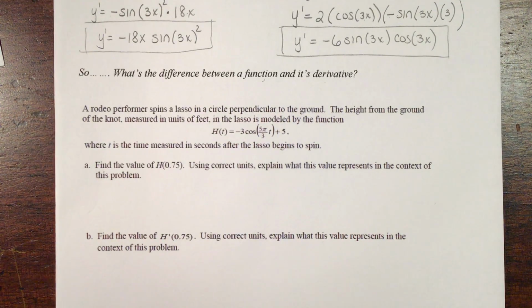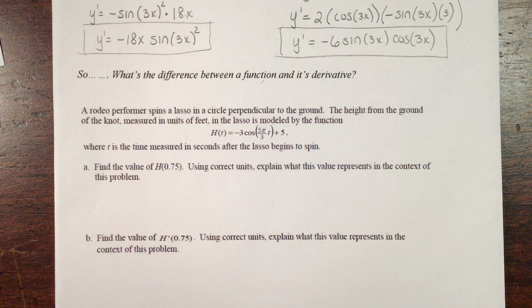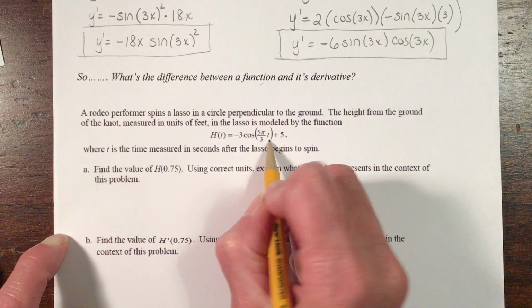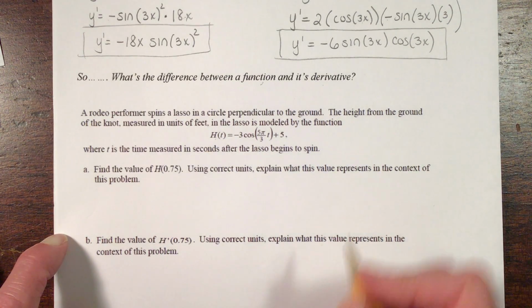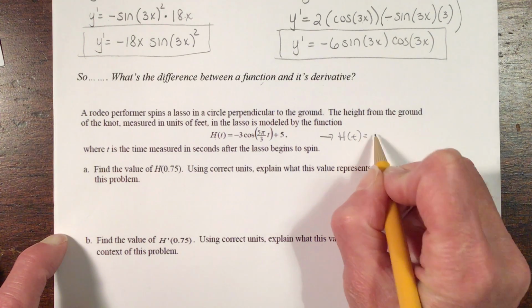A rodeo performer spins a lasso in a circle perpendicular to the ground. The height from the ground of the knot, measured in units of feet in the lasso, is modeled by this function. First of all, when I look at that function, it just hurts my head. But we have to learn to not be afraid of things like that. T is measured in seconds after the lasso begins to spin. So I have time, I have height. Okay. So I know that h of t is my height function.